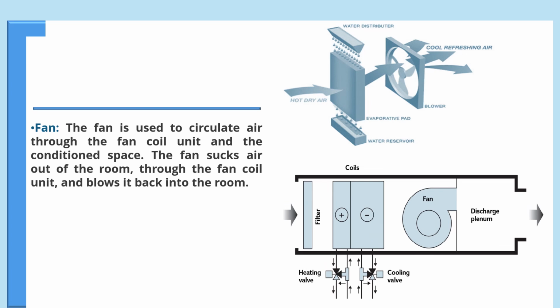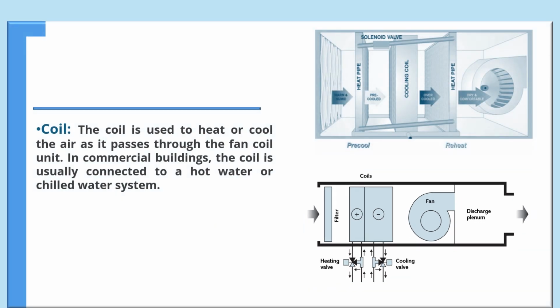Taking each major component one after the other, we first talk about the fan. The fan is used to circulate air through the fan-coil unit and the conditioned space. The fan sucks air out of the room through the fan-coil unit and blows it back to the room. Next is the coil. The coil is used to heat or cool the air as it passes through the fan-coil unit. In commercial buildings, the coil is usually connected to a hot water or chilled water system.